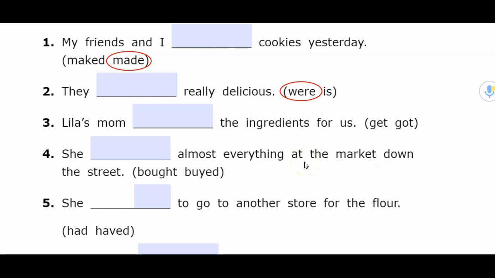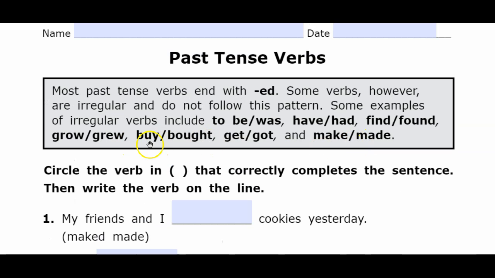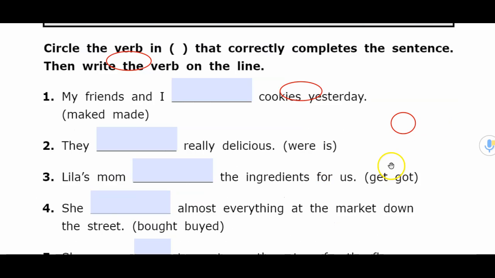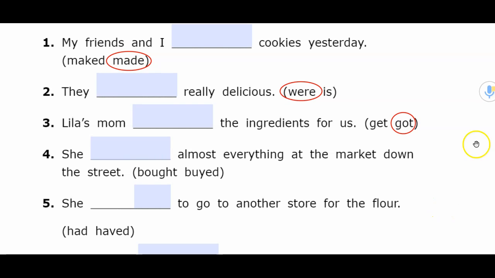How about Leela's mom blanked the ingredients for us? Got. She blanked almost everything at the market down the street. This? No. Look at the example. Instead of buy, I use what? Bought. So it's bought, not buyed. Okay, she blanked to go to another store for the flour. Had.